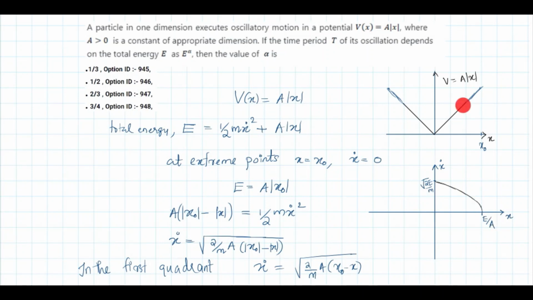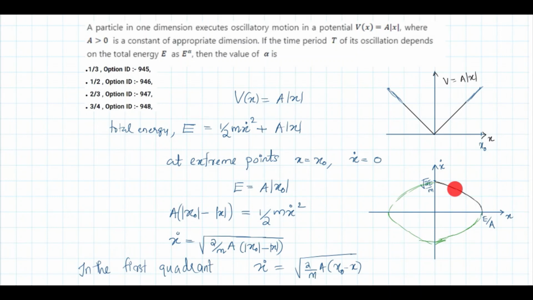Actually, when the particle executes oscillation about this potential, its velocity versus position graph will be something like this. This is in the first quadrant, then it will go to this side, then this side, then this side. This is not an ellipse. You will get an ellipse for the case of a harmonic oscillator. If this potential is half m omega square x square, you will get an ellipse. But in this case, this is not an ellipse. This shape is something like this.